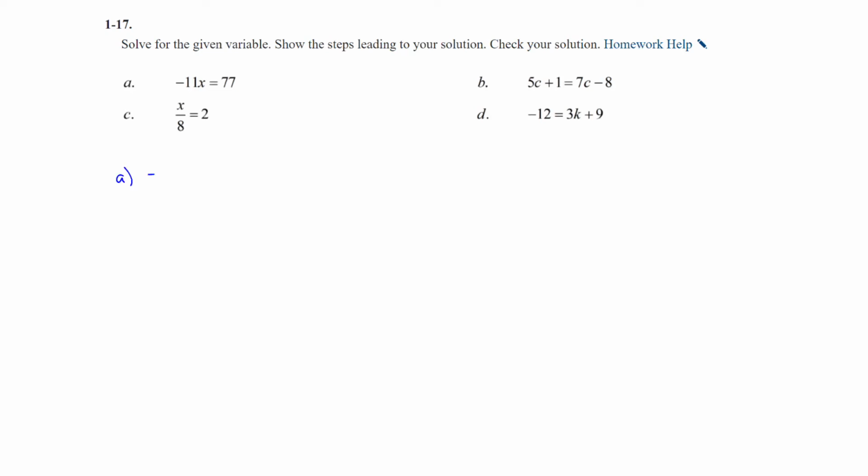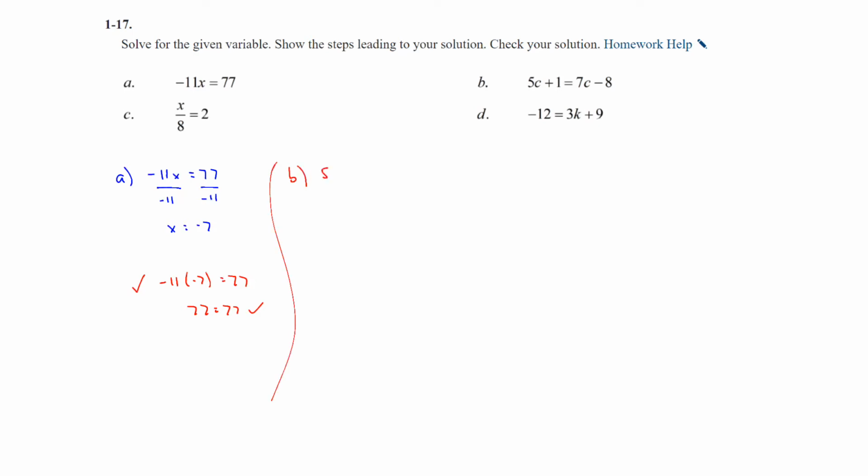So on part A, you have negative 11x equals 77. So we're going to use inverse operations. Divide by negative 11. 77 divided by negative 11 is negative 7. And now we're going to check our solution by plugging it back into the original. So what is negative 11 times negative 7? Does that equal 77? And as long as you're left with a true statement, then it is a solution to the equation. So that is correct.